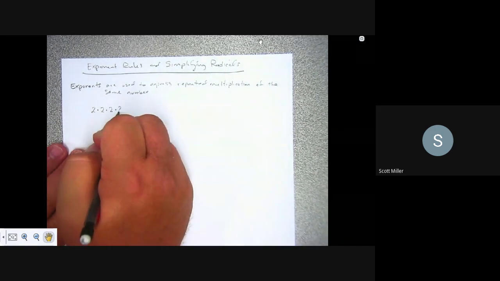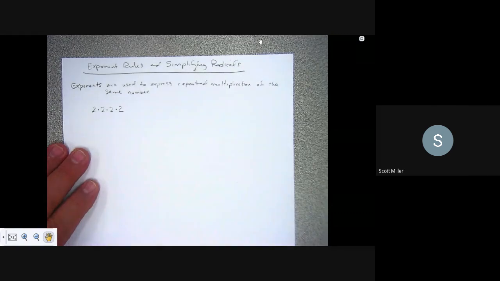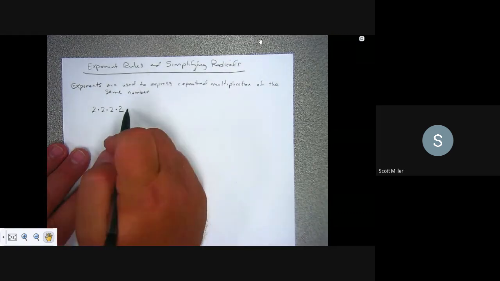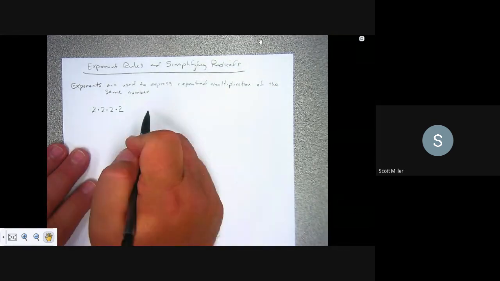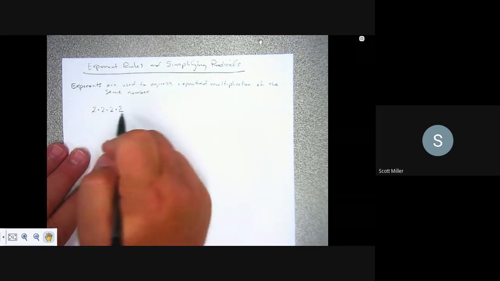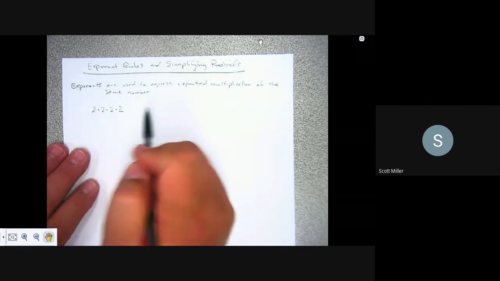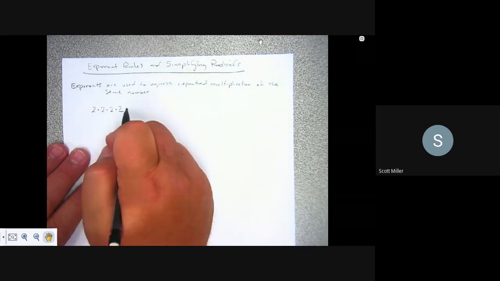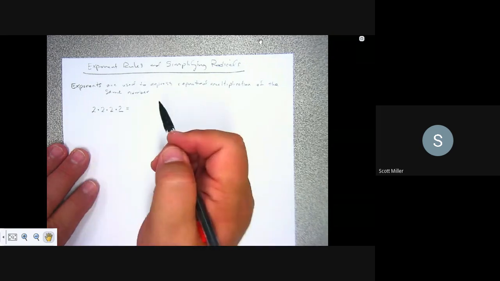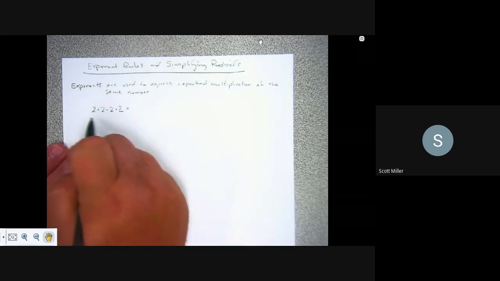For example, if I want to multiply a bunch of 2's together, this is only 4, it's not that bad. But what if there was 400 of these? I don't want to have to write 400 2's. Same thing, 2 times 2 times. I don't want to write that 400 times. So a symbol was created to represent repeated multiplication of the same number.